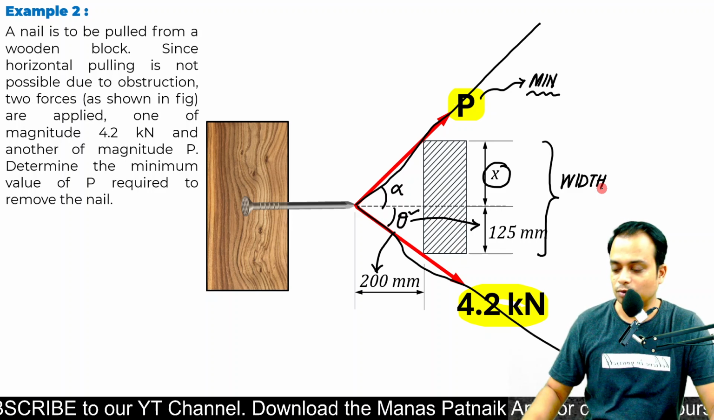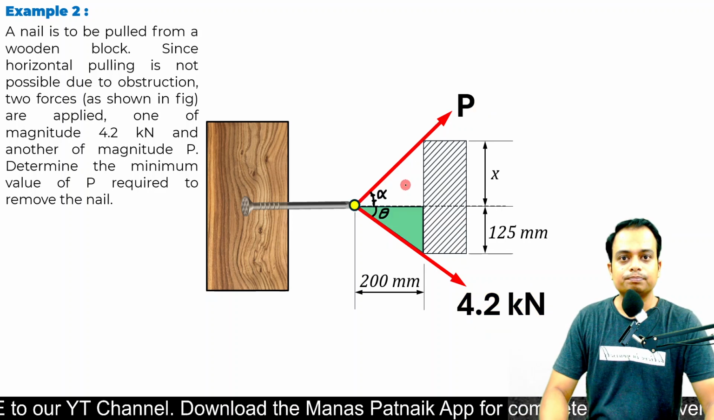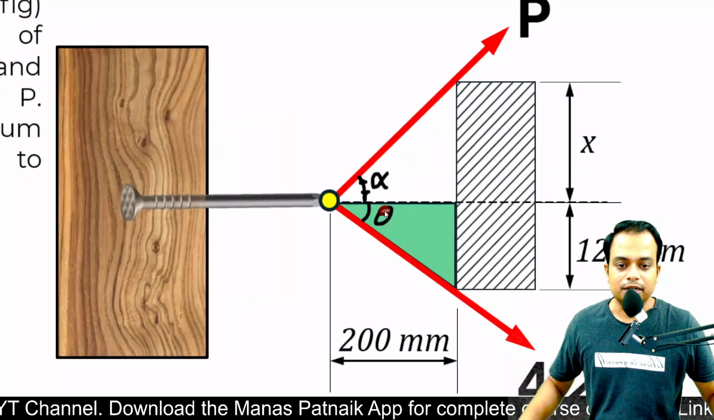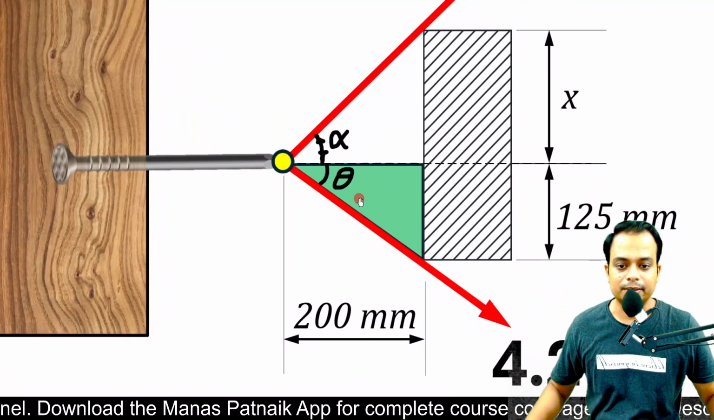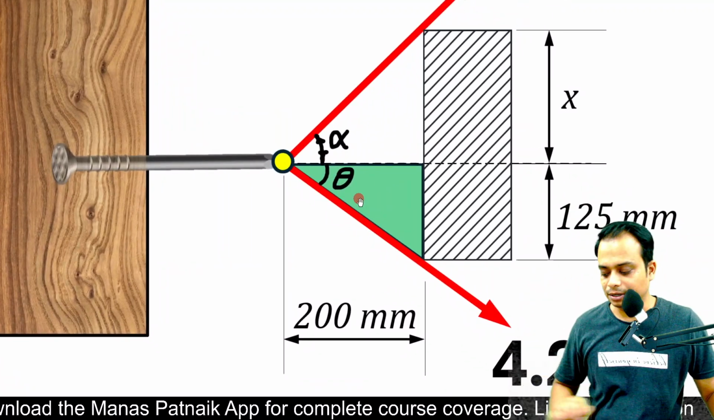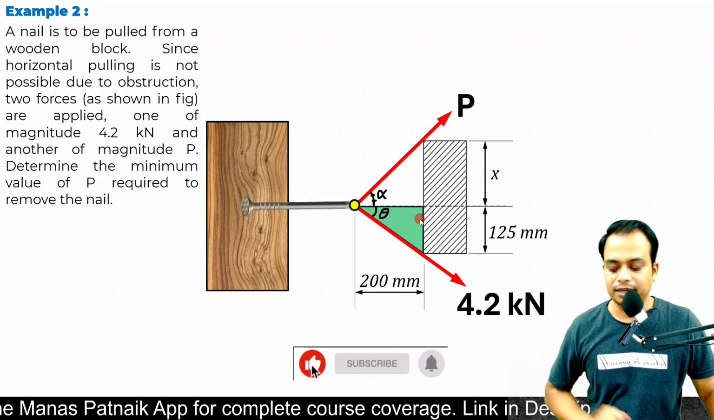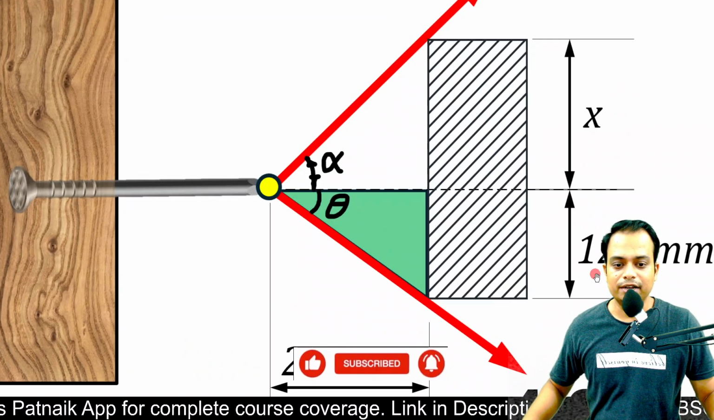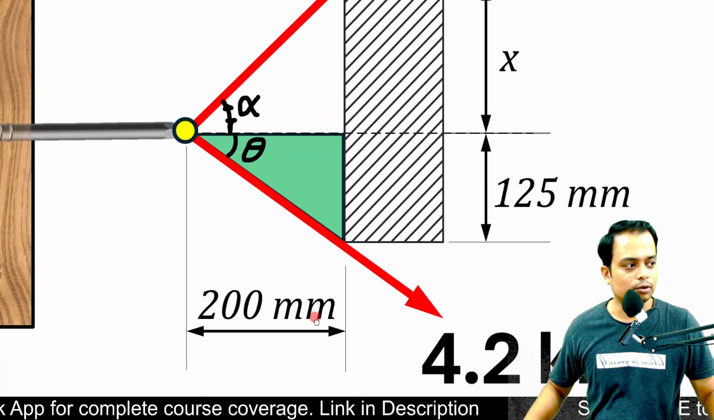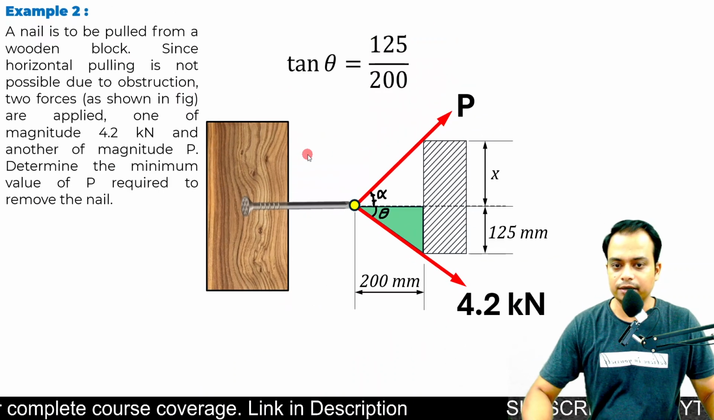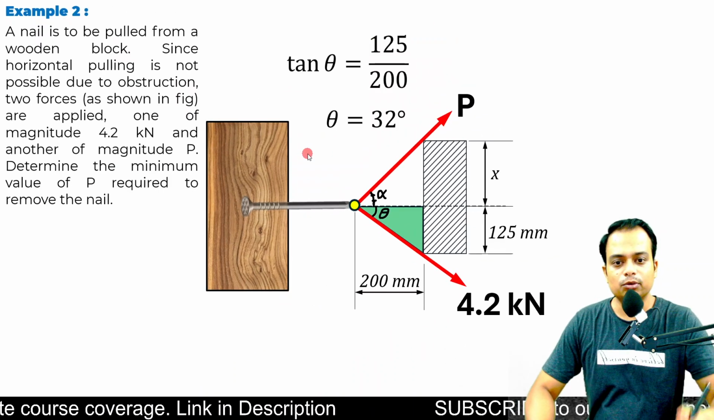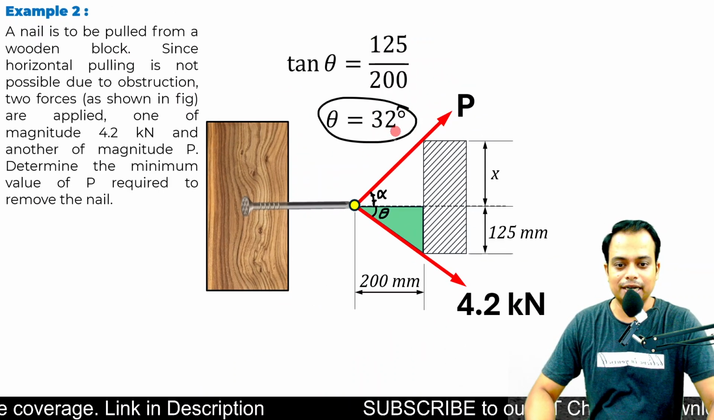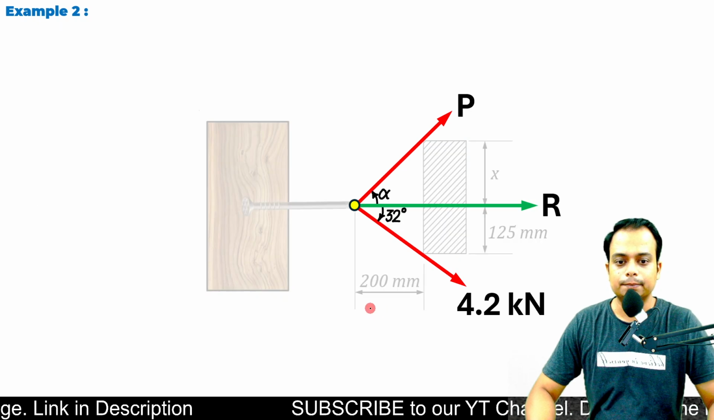So far so good. Let's proceed. Just take a look at this arrangement. Take a look at this theta. Can we apply trigonometry? Yes sir, we can. Tan theta will be equal to 125 divided by 200. Take a look, 125 over 200. Do it. Theta will be equal to 32 degrees. Let me make the update over here.